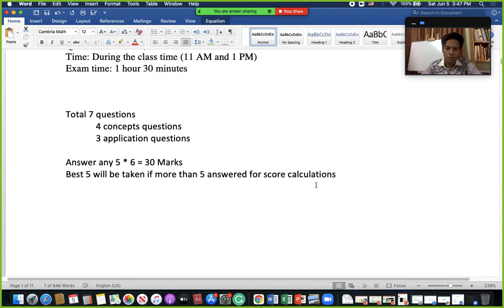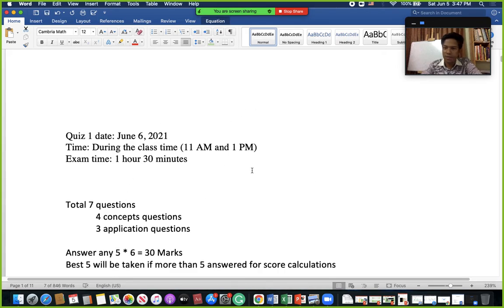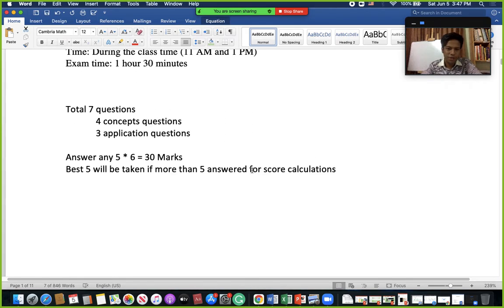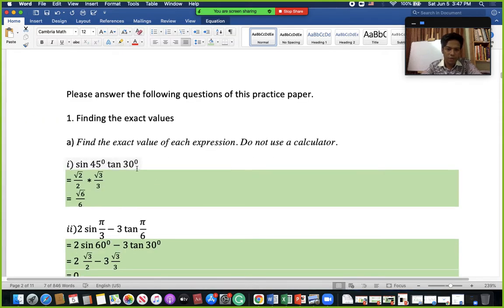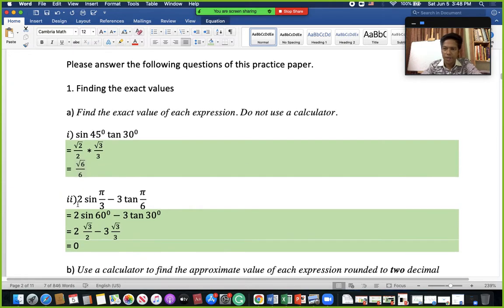So this is the quiz time. For the first one, this is sine 45 tan 30 degree. This is the value of sine 45 degree and tan 30 degree. We just multiply them and we do not have anything else to do in this case, so basically that will be our answer. This is in exact form, so you cannot use the calculator directly here to find out the answer. This one is also similar.